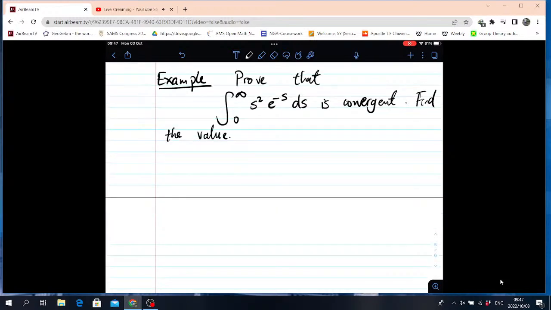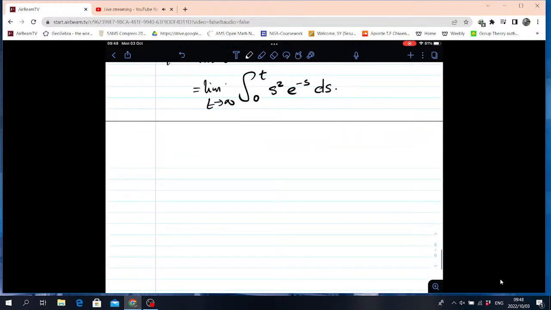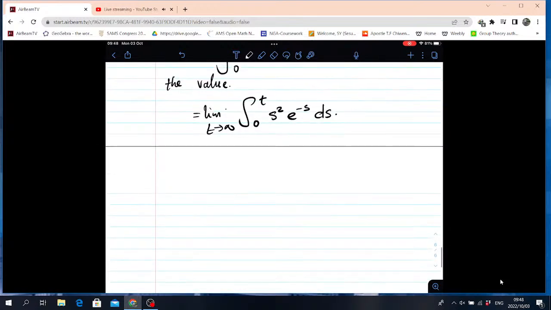Right, so the integral there is going to be equal to, by our definition, the limit as t tends to infinity of the integral from 0 to t of s squared e to the minus s ds, like that, right? So we want to find this, but maybe we should break it down so that we know what we are doing. This integral, we need to use integration by parts. I think you can see that. Otherwise, it will be a bit tricky.